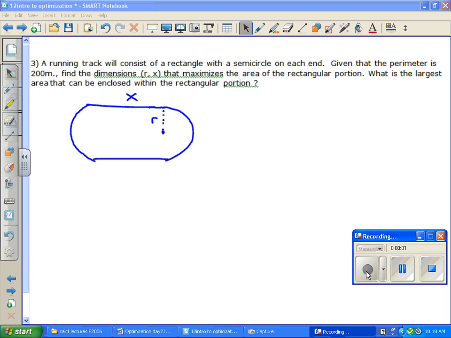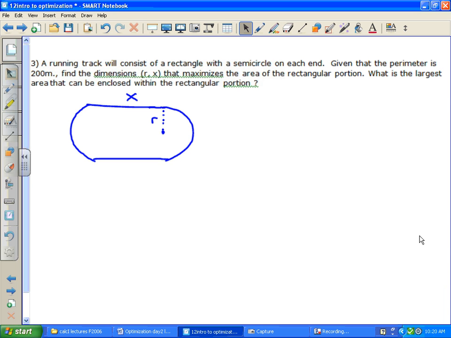So here's another example on optimization, and take some time to look at it, and we'll discuss the solution. So given the perimeter equals 200 meters, what equation can we set up for 200?